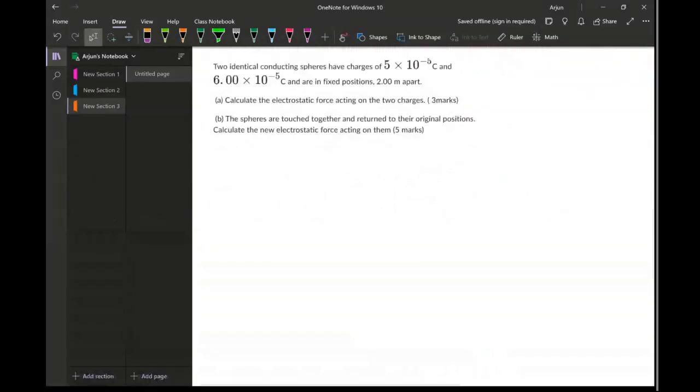Next question is the one where a lot of students made the mistake. Two identical spheres are in a fixed position 2 meters apart. Calculate the electrostatic force acting on the two charges. First part is really easy. So we're going to use force equal to kq1q2 divided by r square.